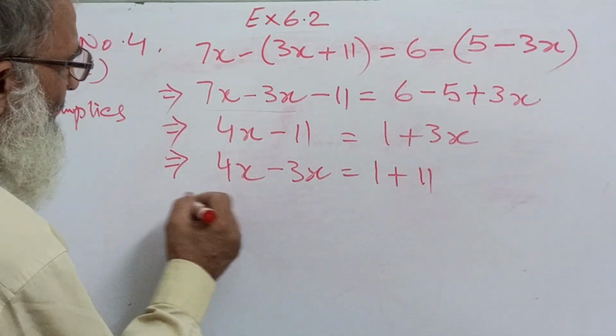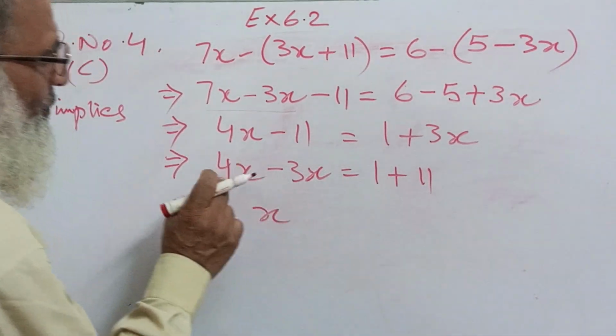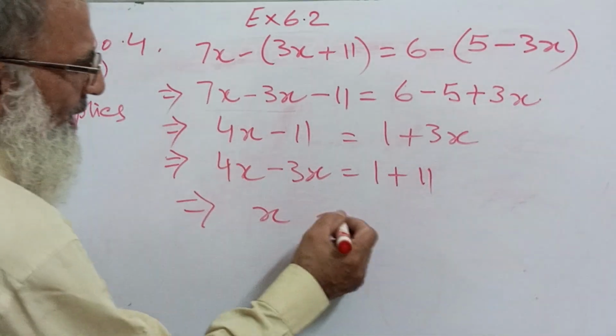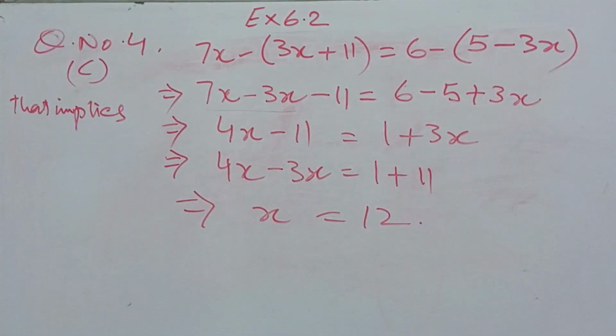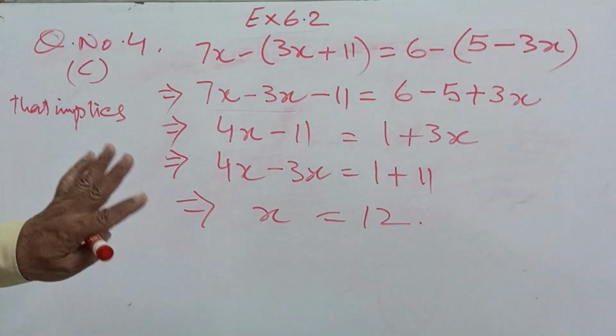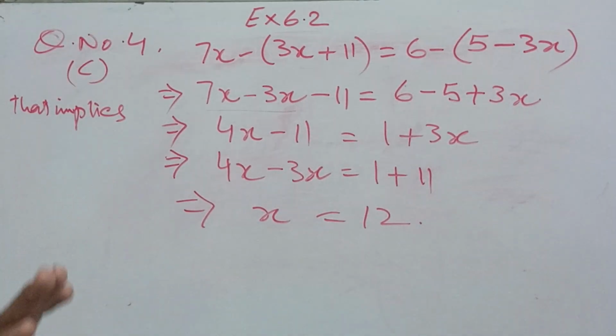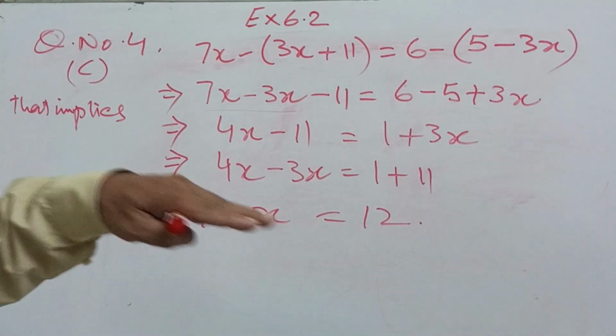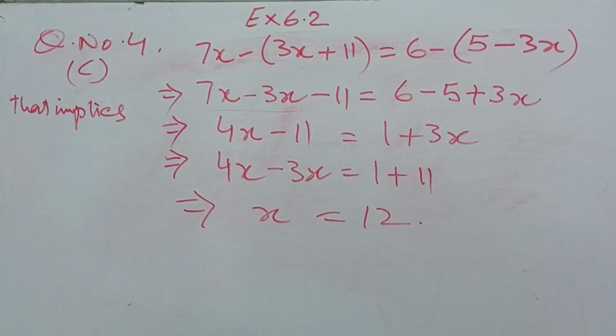Now it will become x, 4 minus 3, is equal to 12. I think it is enough for you now. That was question number 4. The rest of the questions you can do by yourself. If you want to ask me anything, you can always ask in the comment box and I'll do it for you. But I'll be finishing this exercise today, so I have to move on fast.